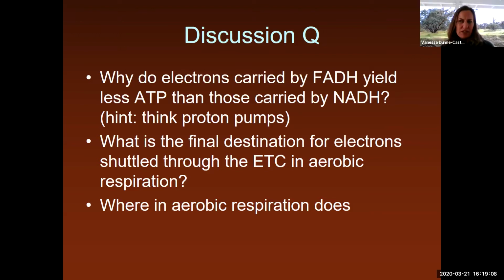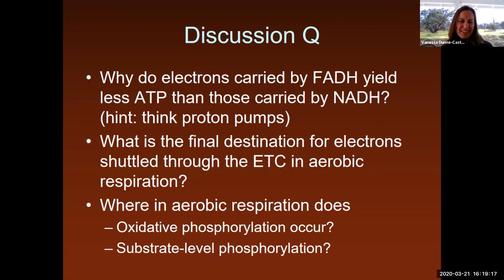And then this last question, maybe it's the last question. Where in aerobic respiration does oxidative phosphorylation occur? Only in the electron transport chain. How about substrate level phosphorylation? Just go back into your diagram and look through. That would be glycolysis and the Krebs cycle.